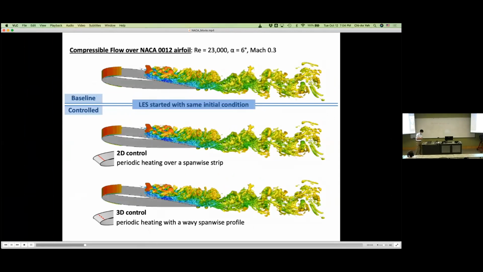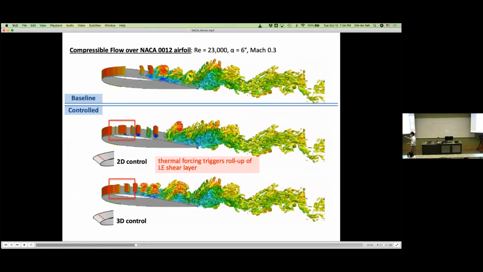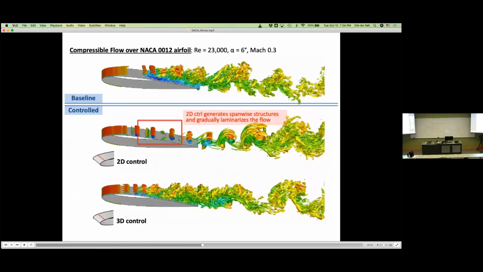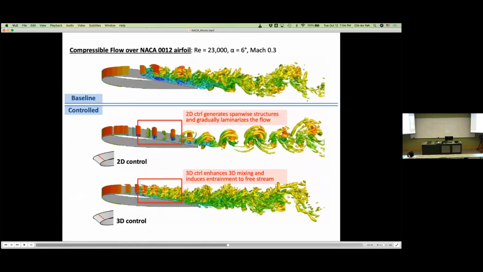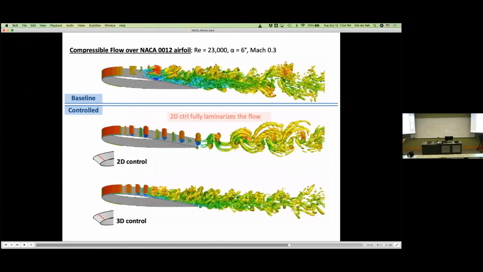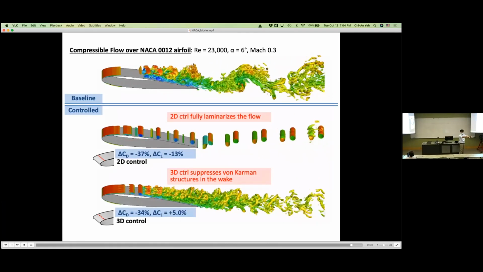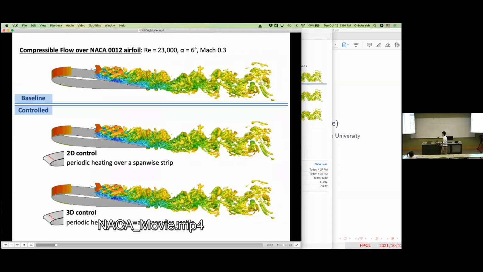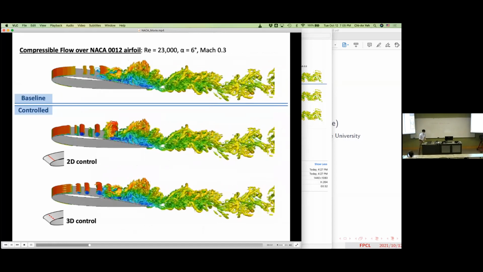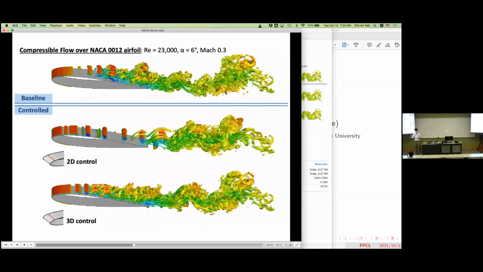Oh, is it playing? Started with the same initial condition, you start with the two-dimensional control, which is sort of mimicking a plasma actuator, but this one is just a strip along the span-wise direction. The other one we call 3D because it has some span-wise wavy structure. You see how the 2D control gradually linearizes the flow, and the 3D control can suppress the vortex shedding, and in turn suppress the separation and reduce the drag, right? So these are little examples of how flow control studies have been going on.